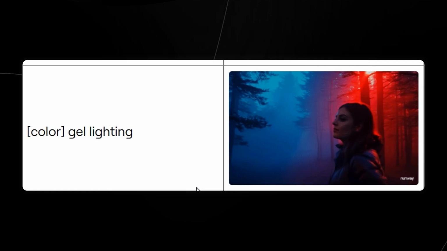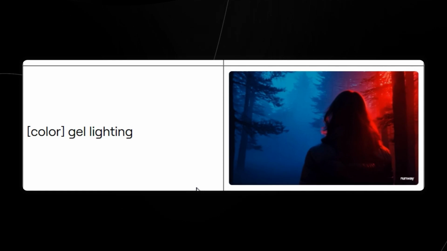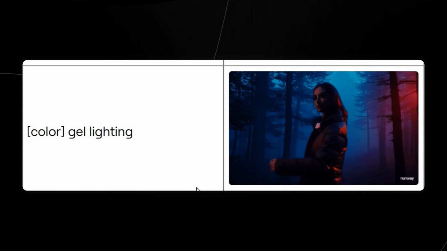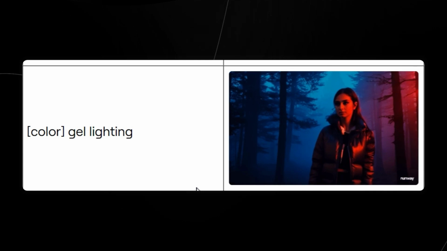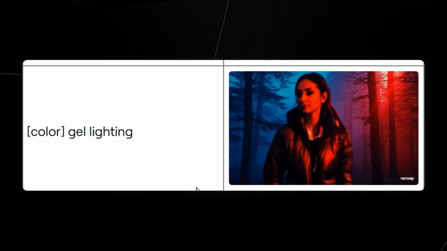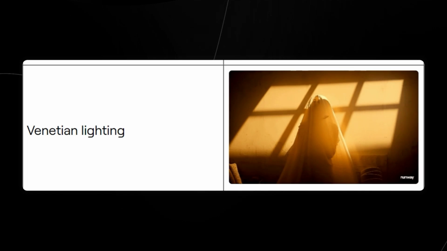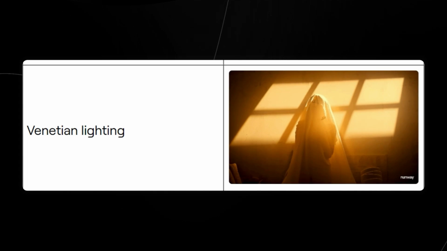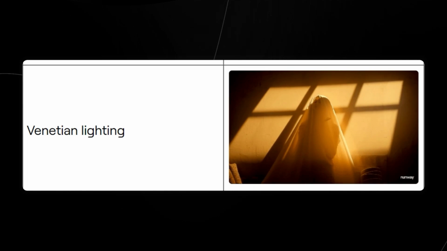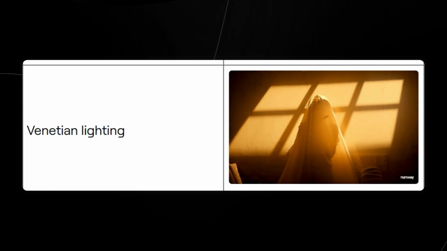Gel lighting uses colored gels placed over lights to cast specific hues, adding mood or thematic elements to a scene. And this is useful for music videos, theatrical scenes, or creating a certain mood. Venetian lighting simulates the effect of light filtering through blinds, creating a pattern of light and shadow that can add drama and intrigue. This is useful for noir films, dramatic scenes, and creating tension.